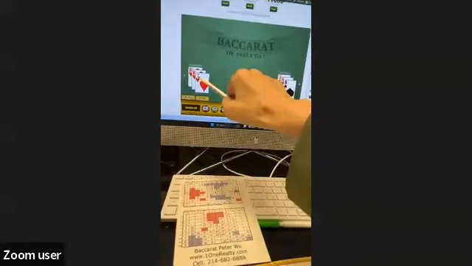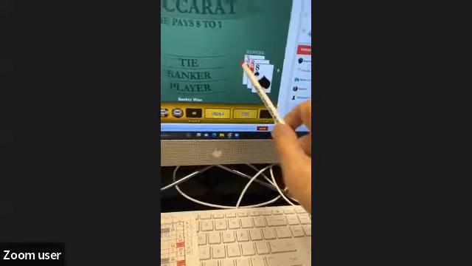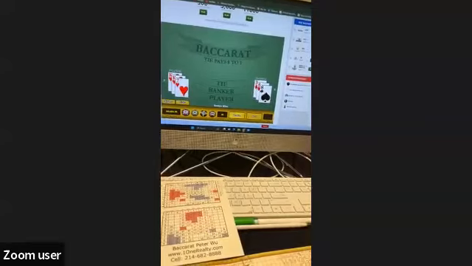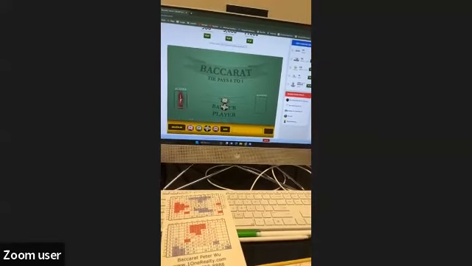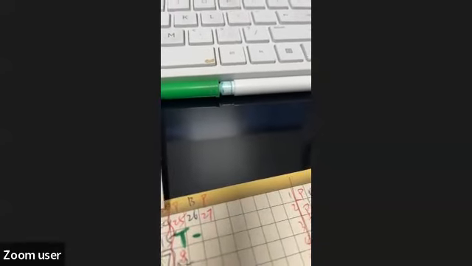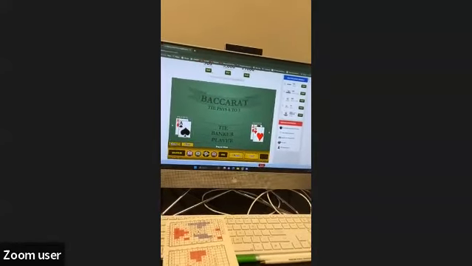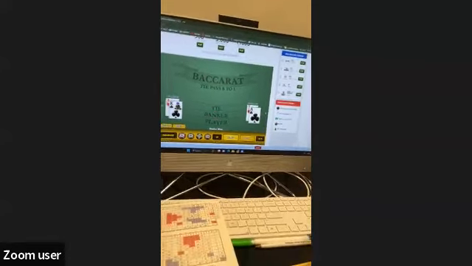Okay, now, 7, 8, banker and tie, right? Here, 17, so this hand is the last hand we bet on this way. Wow. P 27. PBP. Yeah. No advantages. Got it. B 28, BBB.